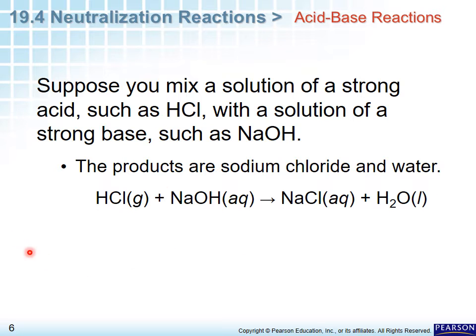So in this reaction, HCl is the acid and NaOH is the base. Acid reacts with base to form NaCl, salt, and H2O, water. So you can say that when acid reacts with base, it forms salt and water. This kind of reaction, in which acid reacts with base and forms salt and water, is called a neutralization reaction.